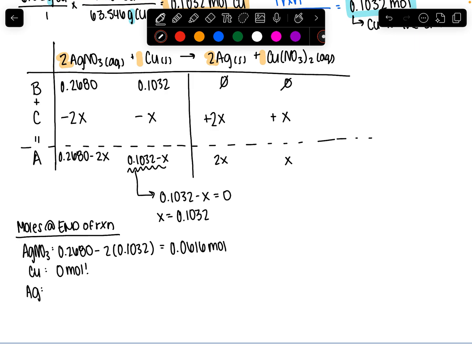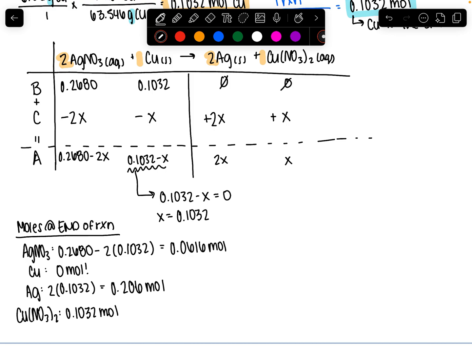At the end of my reaction, I'm going to make 2x moles of silver. So plugging that in my calculator, I end up with 0.206 moles. Sig figs tell me I only need 3 significant figures at the end of this problem, so I'm rounding everything off to 3. And then for copper nitrate, this is equal to x. I'm going to make x amount of it, which means I'm going to make 0.1032 moles of this solution at the end of the reaction.